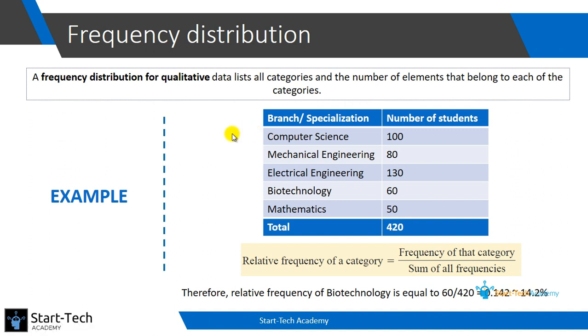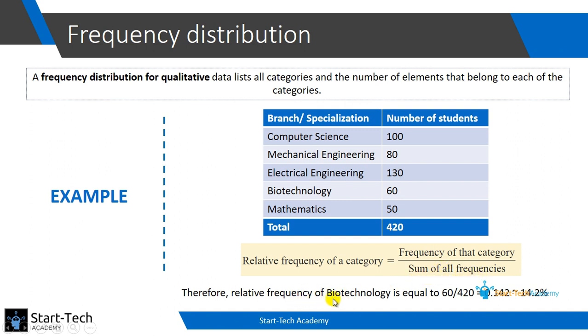So the raw data would be student name, and in front of that is written the branch to which that student belongs, and we have this list for 420 students. We summarize that data as how many students belong to each group. Once we have assigned these frequencies, we can also find out the relative frequency of each category by using this formula, that is, frequency of that category divided by sum of all frequencies.